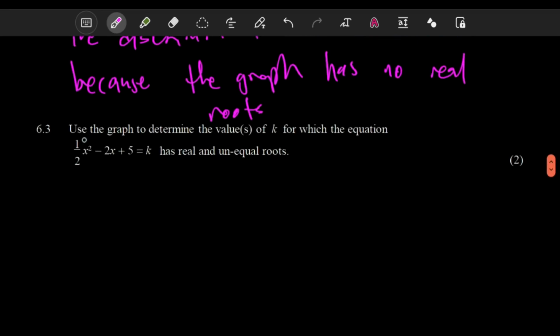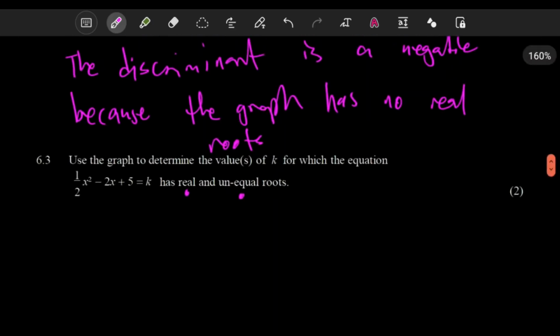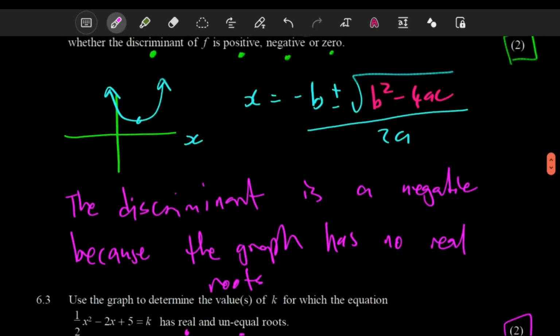For 2 marks here, they said use the graph to determine the values of k for which the equation has real and unequal roots. So for only 2 marks, here you have to know your theory as well, which is what we're going to showcase here.